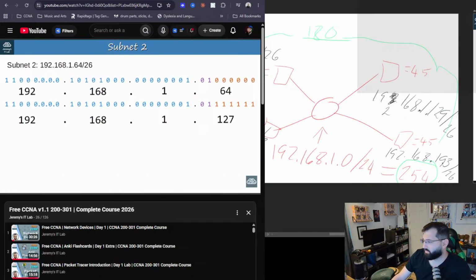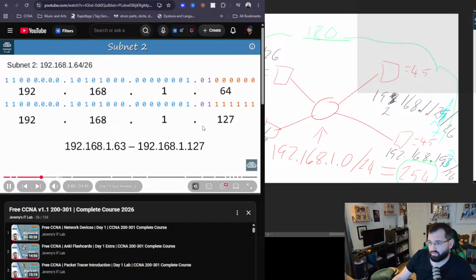Okay, so then that means that this right here is not 9, but it's 7. So then we just add another 63. No, we add a 64. It should be 90. Should be 92. So that's the range for subnet 2.